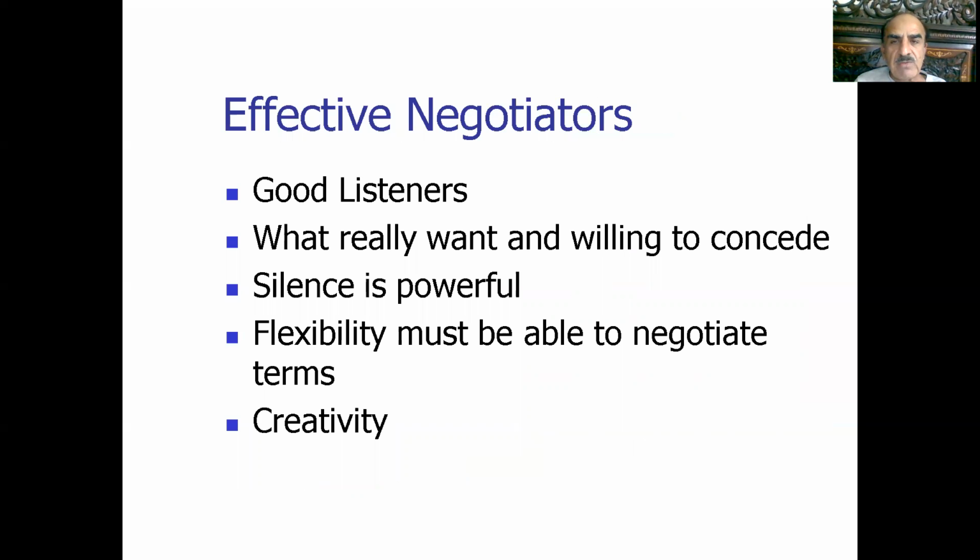So for an effective negotiator, it's important to be a good listener, to know what they really want and are willing to concede. Silence is powerful. Flexibility: you must be able to negotiate terms. And creativity. These are some of the very common things which the negotiator must have.